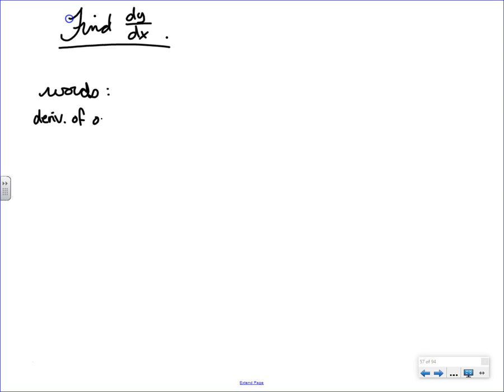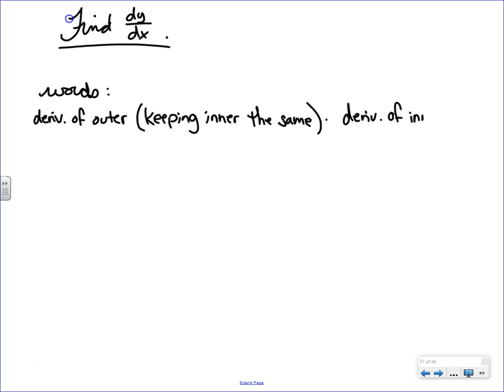Derivative of the outer, keeping the inner the same, times derivative of the inner, equals dy dx for composition. So, my same exact function.